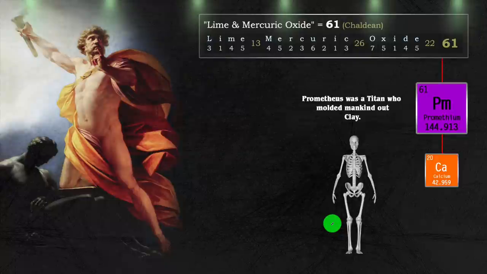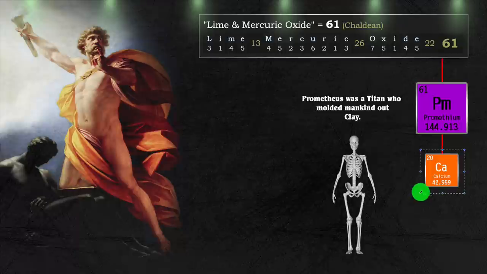So is Prometheus, the story of Prometheus, the Titan who stole fire from the gods and gave it to humans, who molded mankind out of clay. Think about what I'm showing you, this story right here. Is this the wizard? Prometheus. Here is what you make. Here's the formula to make calcium as a metal. Lime and mercuric oxide, 61. Prometheum, 61. There's that 144,000.